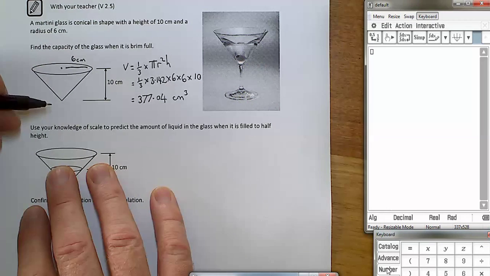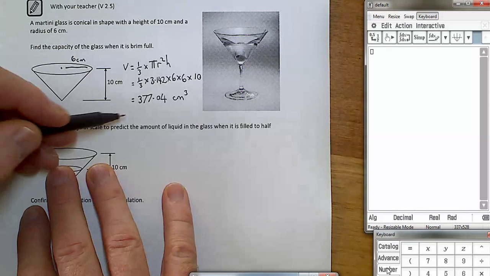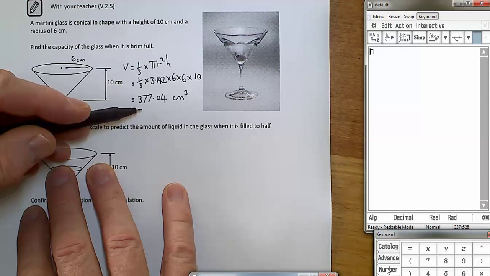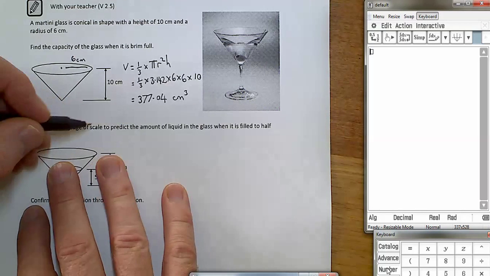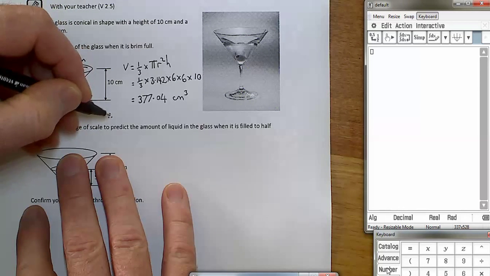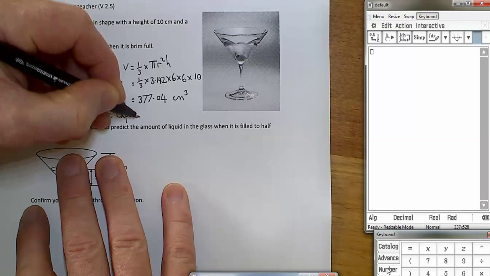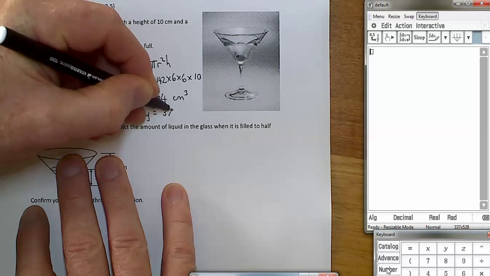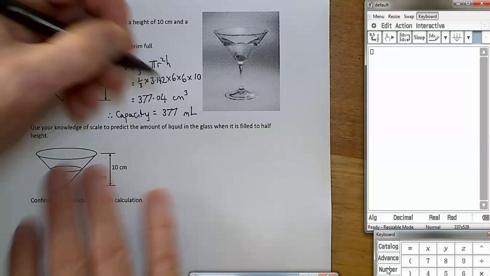We were asked for capacity, and that really means how much liquid could we put inside it. And we usually measure liquid in millilitres or litres. Millilitres is most appropriate here, and each millilitre takes up the same amount of space as 1 centimetre cubed. So 377 centimetres cubed is 377 millilitres worth of liquid. The capacity equals, we'll just round it off, 377 millilitres.